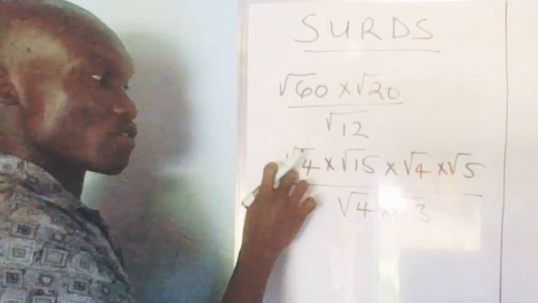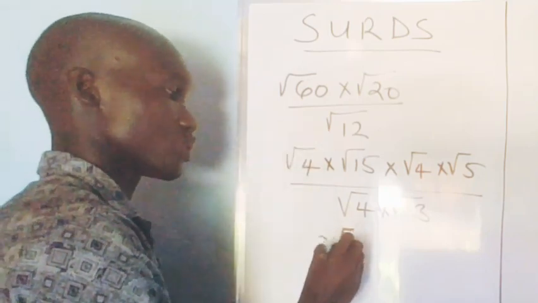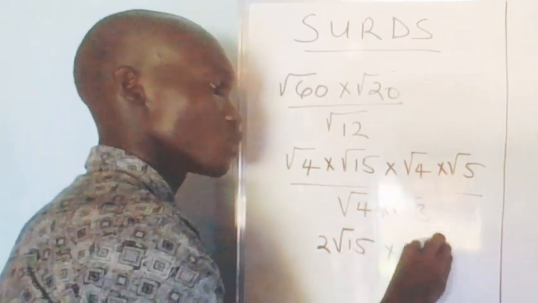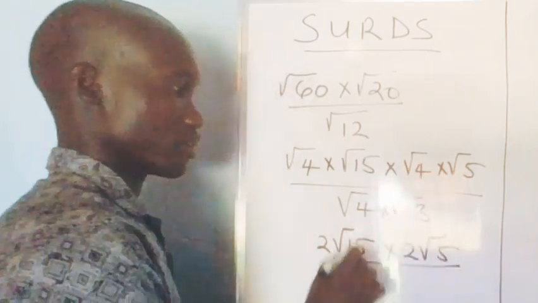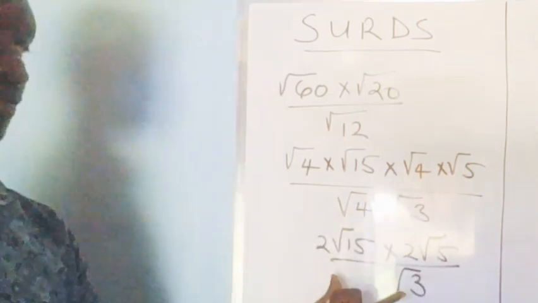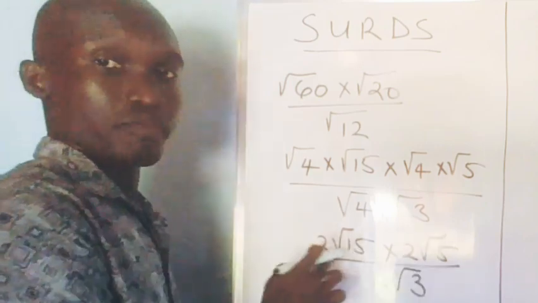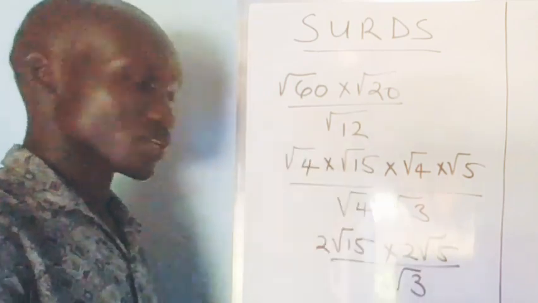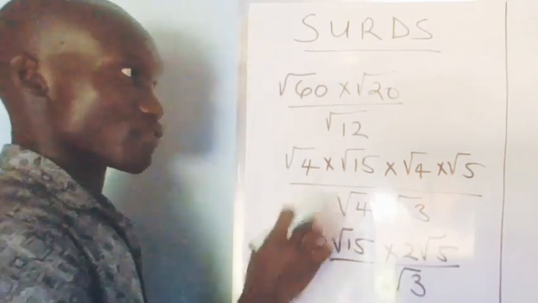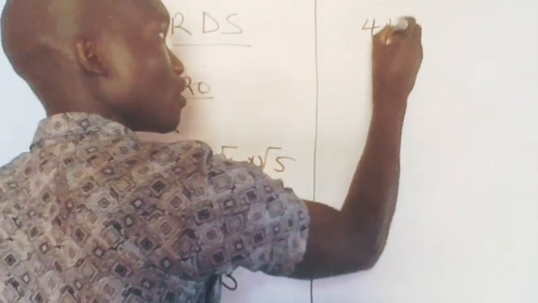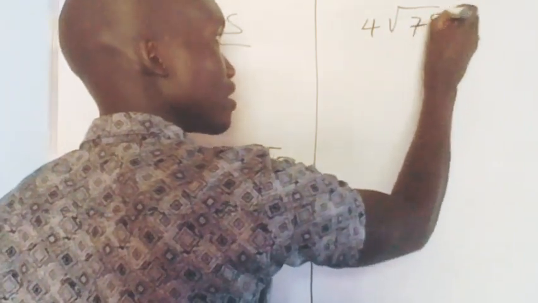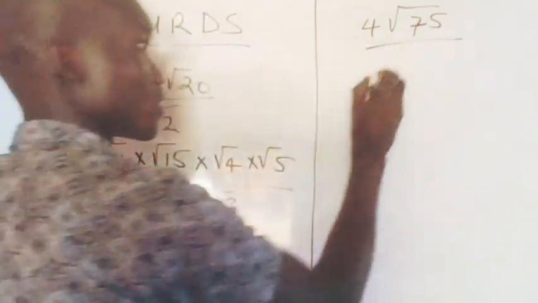Now we find the square root of 4. That will be 2 root 15, times 2 root 5, over the square root of 4, that will be 2 root 3. Now we can multiply this, the first rule. When you have different square roots, you multiply them together. So that will be 4 root of 15 times 5, that will be 75, over 2 root 3.